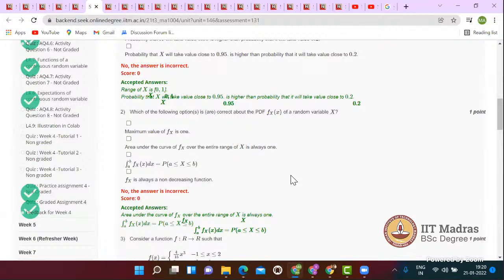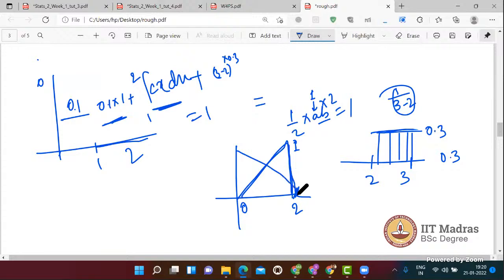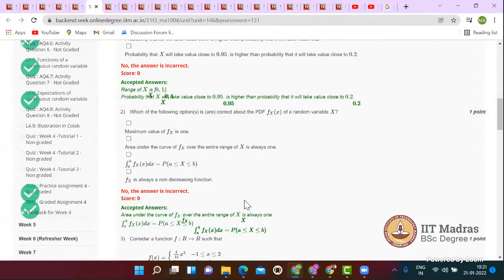It is given that f(x) is always a non-decreasing function. That means f(x) can be an increasing function or a constant function. It can take a particular value. Take this one. Here also the area is 1, right? Yes, sir. So this is correct and this is not correct.